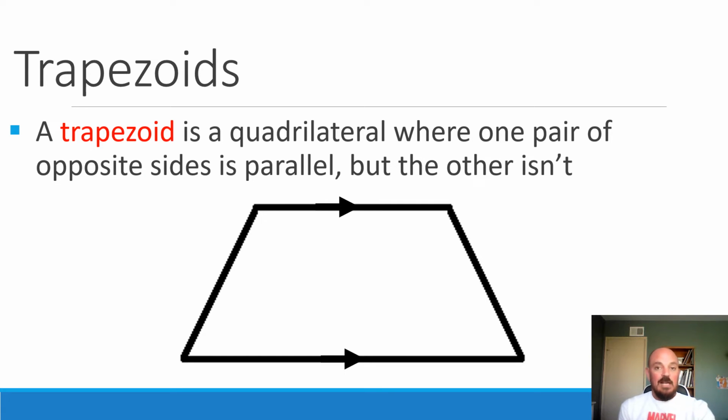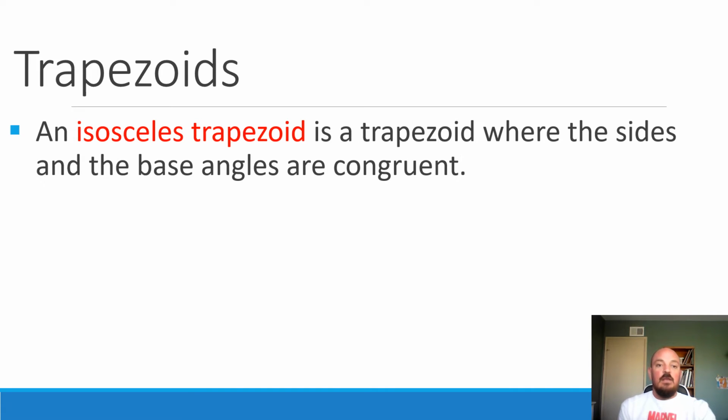Now I'm going to go through some vocab with you about specific types of trapezoids. And the first one is called an isosceles trapezoid. Now remember, just like an isosceles triangle, in which two sides are the same, here in an isosceles trapezoid, the two sides that are not the bases, what we call the top and bottom, are congruent.